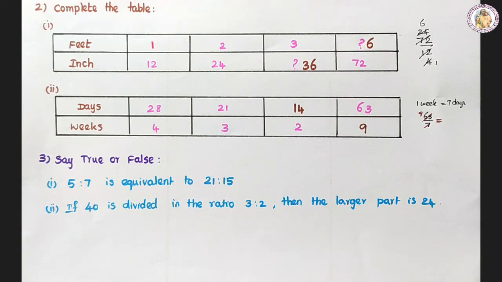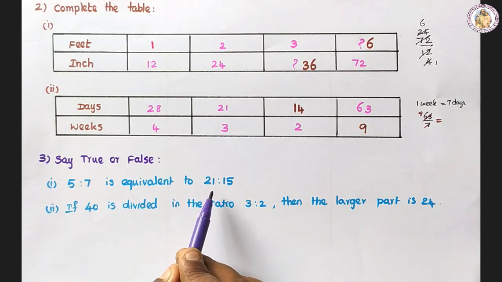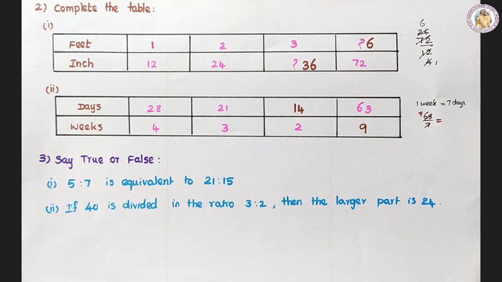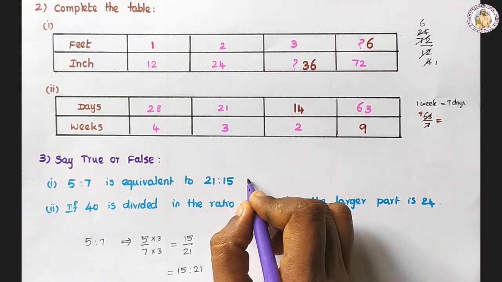Next one, say true or false. 5 is to 7 is equivalent to 21 is to 15. Check that. 5 is to 7. How will you write in fraction? 5 by 7. 15, 3 times. So 15 divided by 21. Write in the ratio means 15 is to 21. But they have given 21 is to 15. So that is wrong. So false.